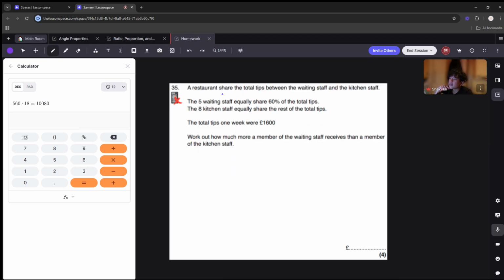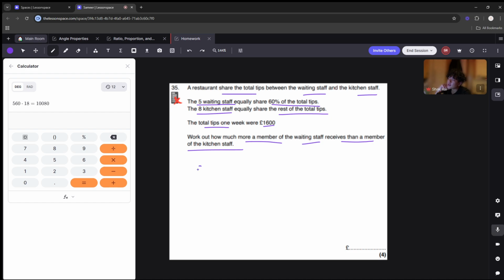The restaurant shares total tips between the waiting staff and the kitchen staff. 5 waiting staff equally share 60% of the total tips. 8 kitchen staff equally share the rest of the total tips. The total tips in 1 week was £1,600. Work out how much more a member of the waiting staff receives than a member of the kitchen staff.